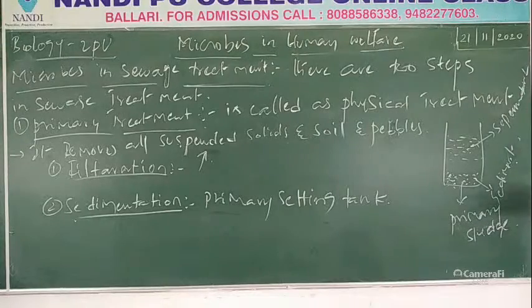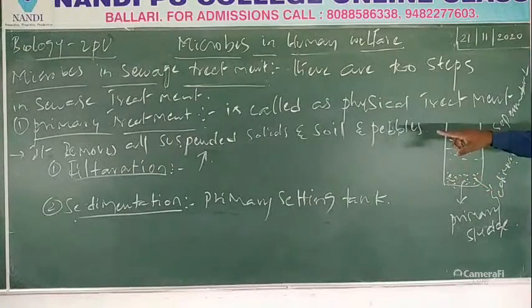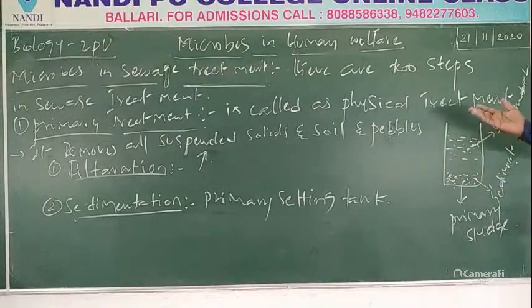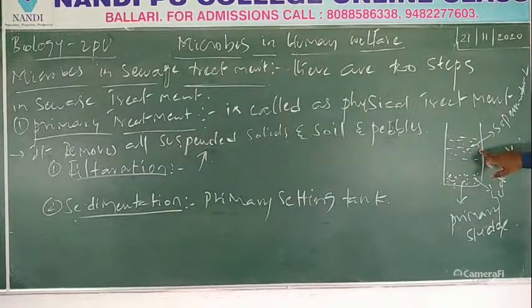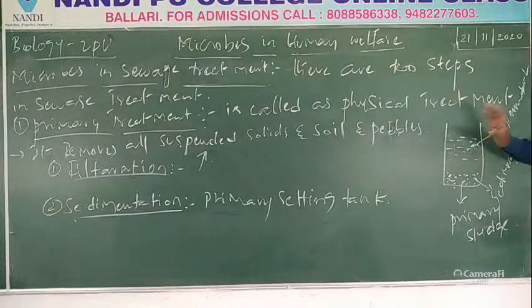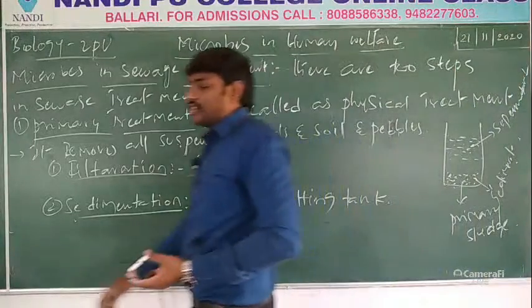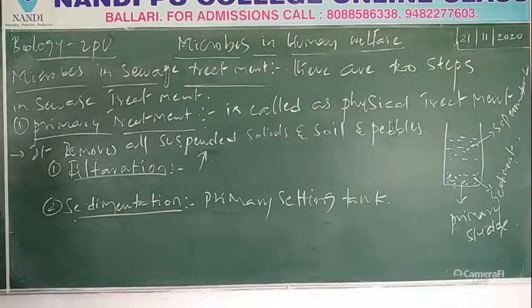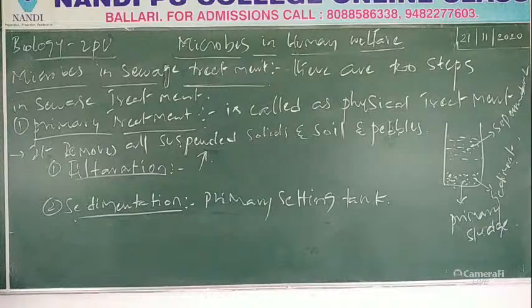Whatever organic matter is present in the polluted water body will be at the top after the sedimentation process, and the remaining solid particles like soil as well as pebbles will be sedimented at the bottom. Now this effluent or supernatant, after sedimentation, will be transported for the secondary treatment, that is nothing but biological treatment. Tomorrow's class we are going to discuss that secondary treatment, or biological treatment.